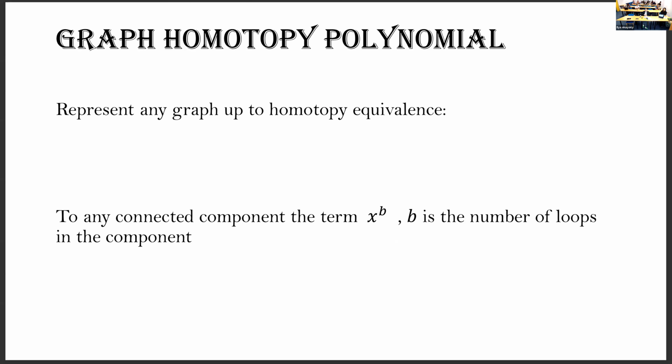Okay, so I found this interesting. There's actually a way to represent the details of a graph up to homotopy equivalence with a polynomial. We do this by, say we have some graph G. For any fixed connected component of G, we associate the term x to the b, granted that this connected component has b unique cycles in it. So x to the b. And to achieve the graph homotopy polynomial of G, we sum all of these terms associated to the various connected components in the graph. I'll give you an example because that might have been a mess.